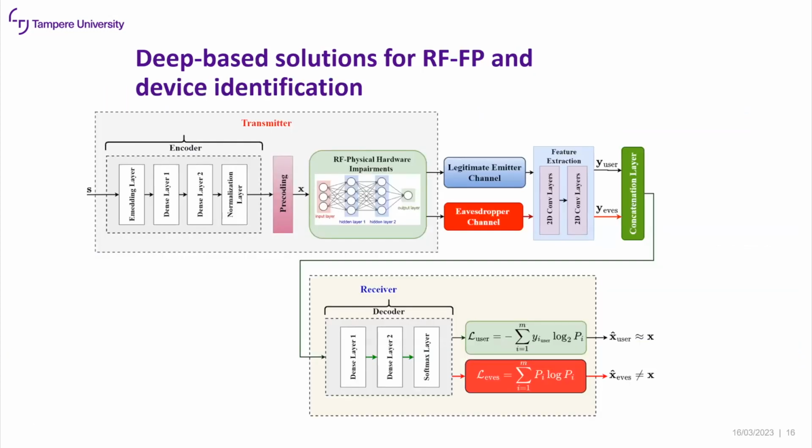So we are proposing to build a learning framework using an autoencoder that would encode the transmit signals, and then we use a machine learning approach to learn the hardware impairment.